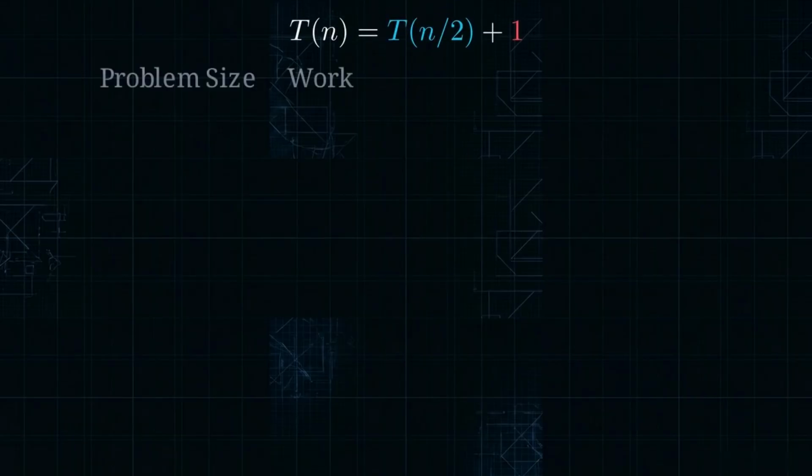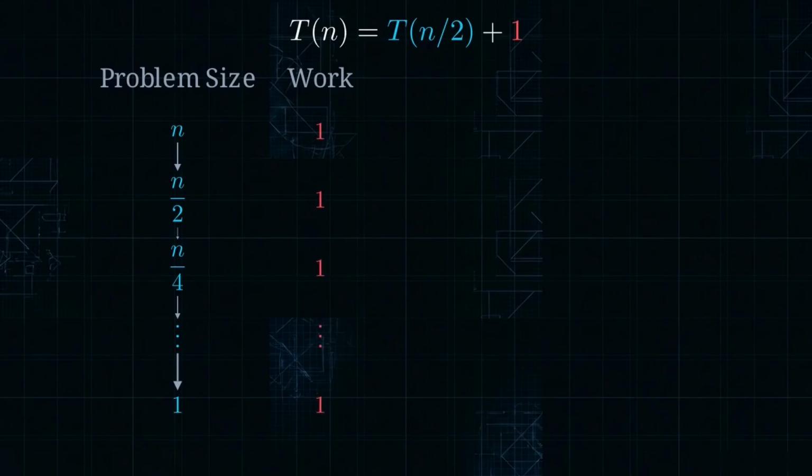Look at this diagram for the binary search recurrence, T of n equals T of n over 2 plus 1. Notice how the problem size shrinks by half at each step down the tree, from n to n over 2 to n over 4. But look at the right side. The actual work done at each level remains exactly one operation.